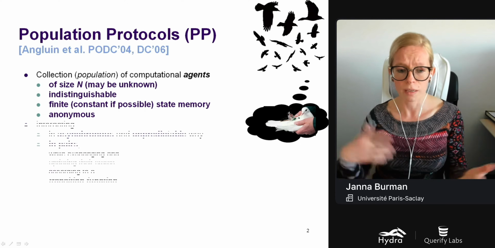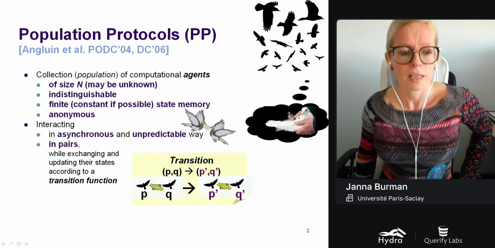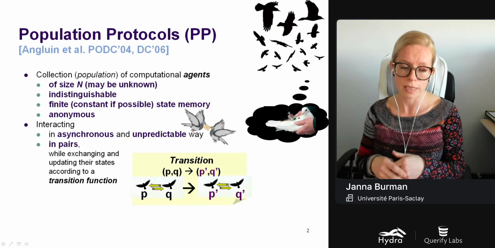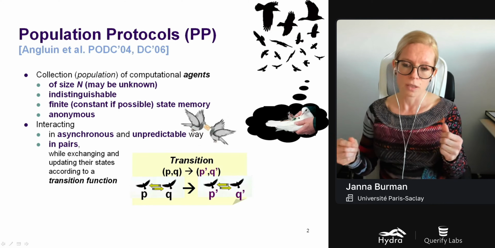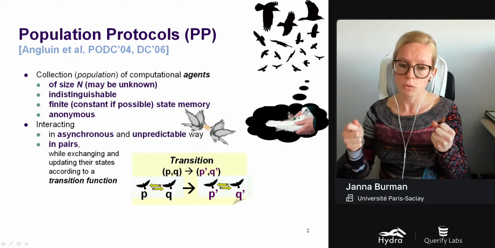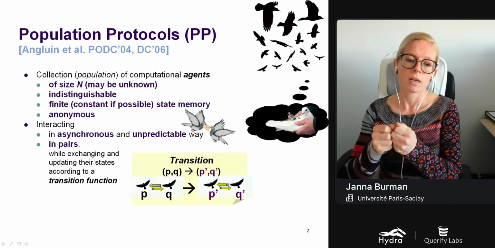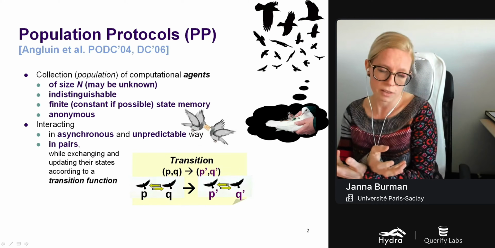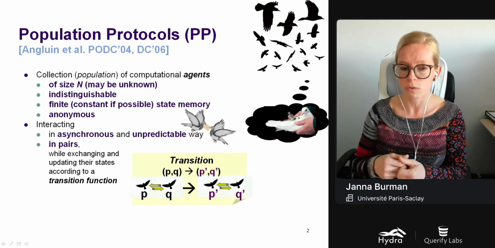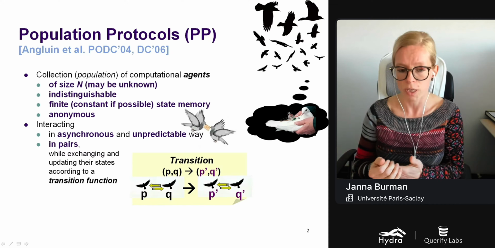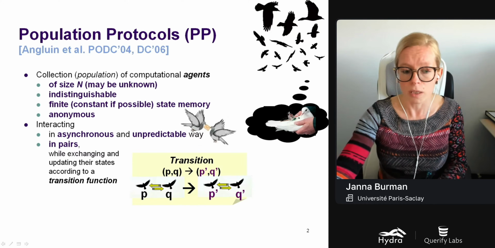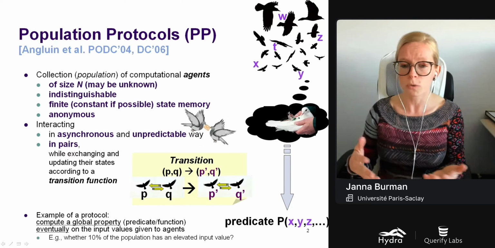Okay, so how do they cooperate, how do they communicate? They actually interact in an almost unpredictable and asynchronous way in pairs. So we imagine that each time, at each step, two agents come close to each other. They exchange their internal states, and they move to two new states according to a transition function, which in fact represents the protocol.